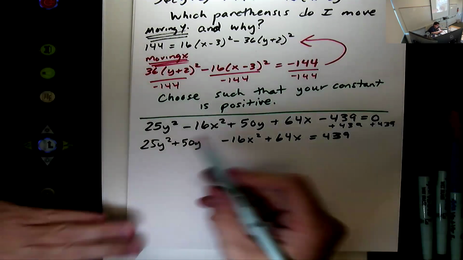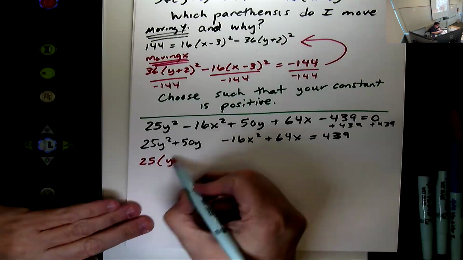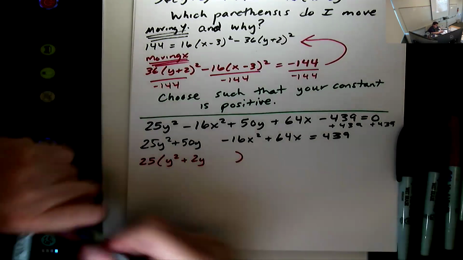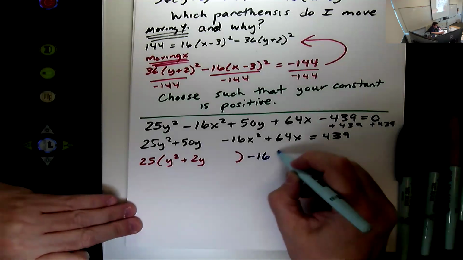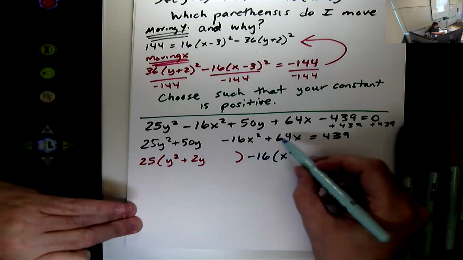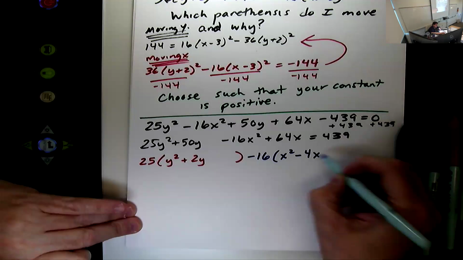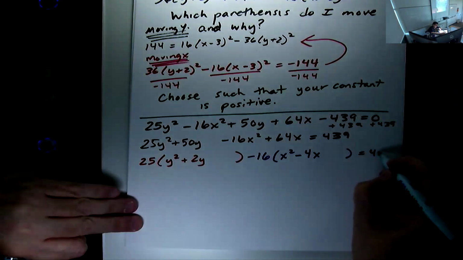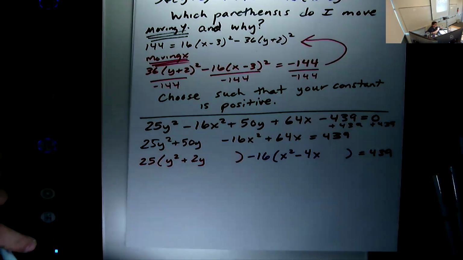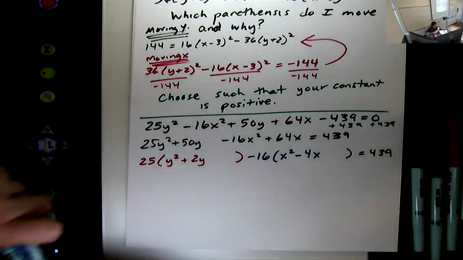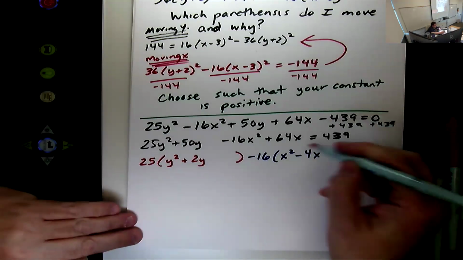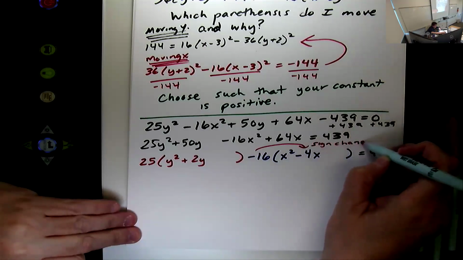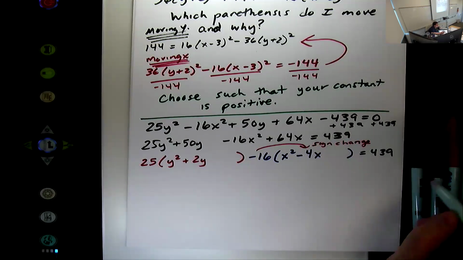Complete the square. For the Y, we're gonna factor out the 25, and I have Y squared plus 2Y. For the X's, I'm gonna factor out the negative 16, which is gonna make my 64 divided by negative 16 equal negative 4. You guys with me? So make a note of that sign change. It's easy to forget that when you factor out a negative, it's gonna change the sign.